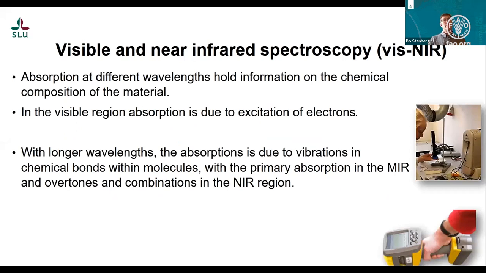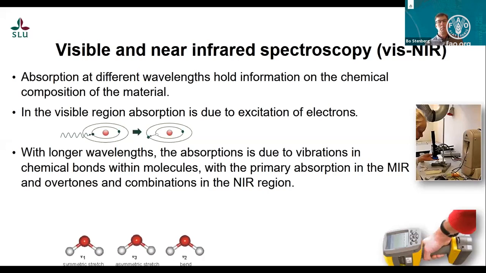So what is the near infrared then in more detail? Well, of course, absorption at different wavelengths holds information on the chemical composition of the material. That's a general idea. And in the visible region, the energy coming in through the light source into the sample, the energy level in the visible part is higher than further up in the spectrum, and it can cause the electrons to excite to a higher energy shell or orbit. But with the longer wavelength in the near infrared, the energy level is lower, and the molecular bonds start to vibrate, and that's what causes the absorption.